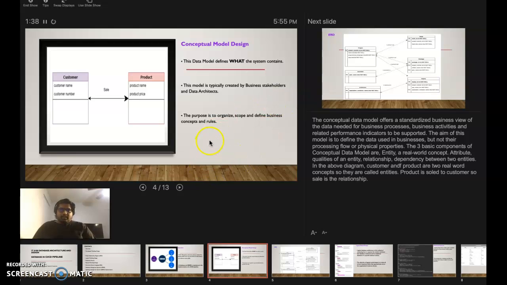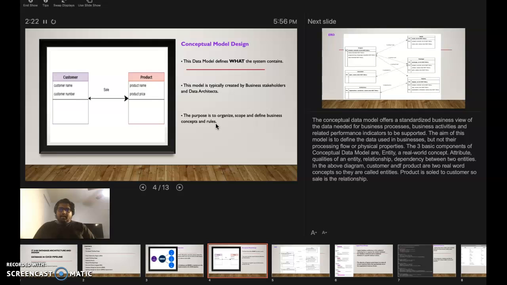Let's move on to the next slide, which is conceptual model design. This offers a standardized business view of data needed for business processes, business activities, and related performance indicators. The aim of this model is to define the data used in business, but not their processing flow or physical properties. The three basic concepts of the conceptual data model are entity, attribute, and relationship. Entity is a real world thing, attribute is the properties of those entities, and relationship is how two entities are associated with each other. So this is all about conceptual model design.